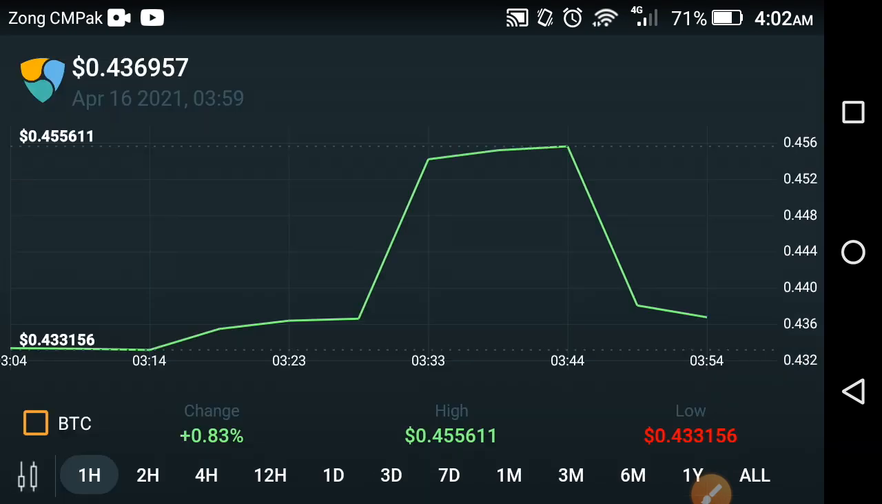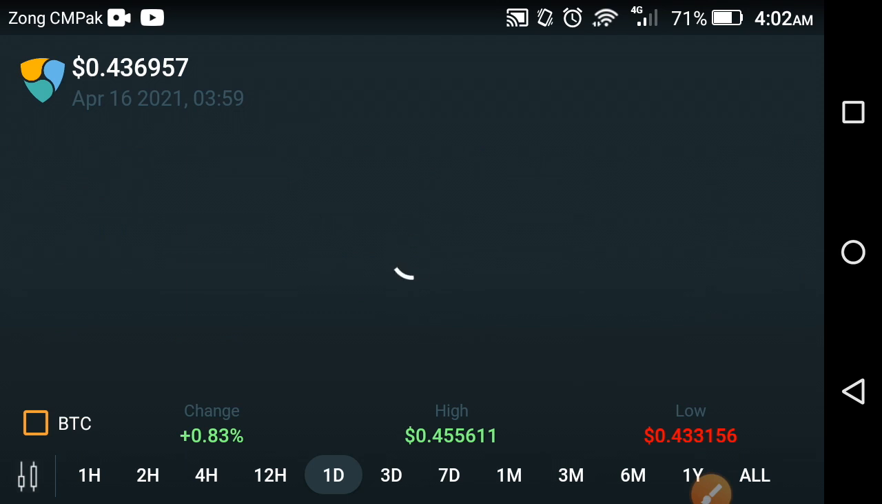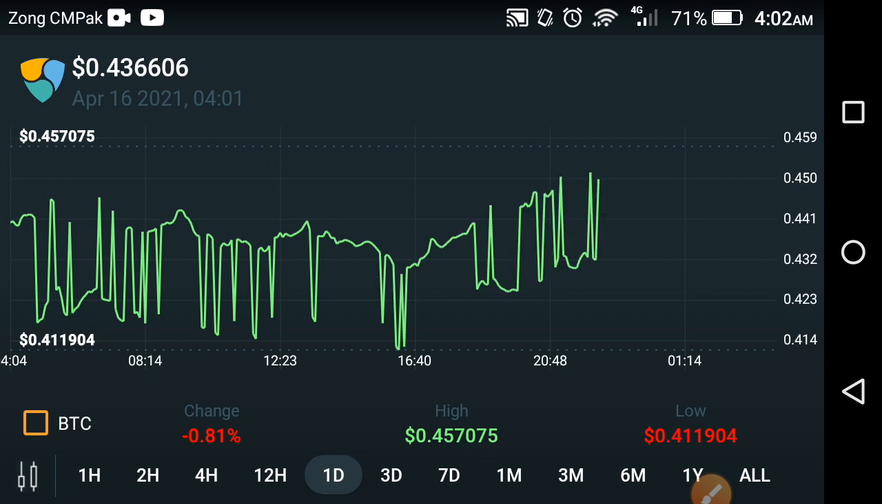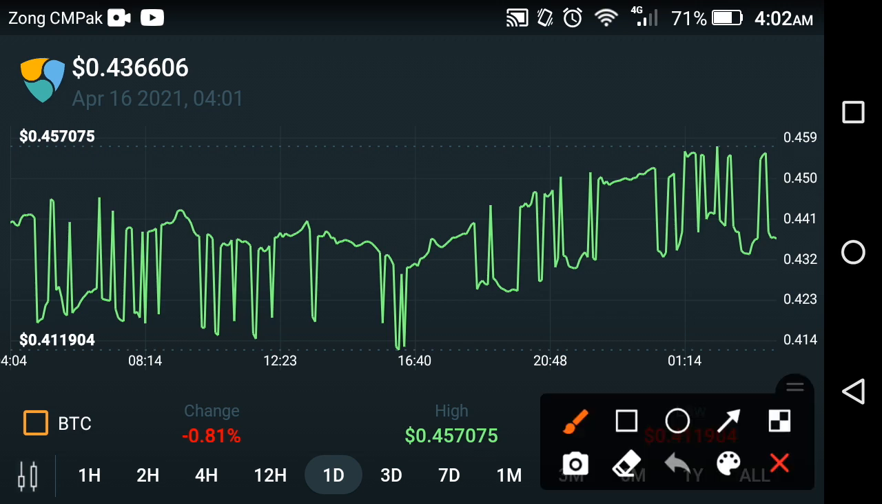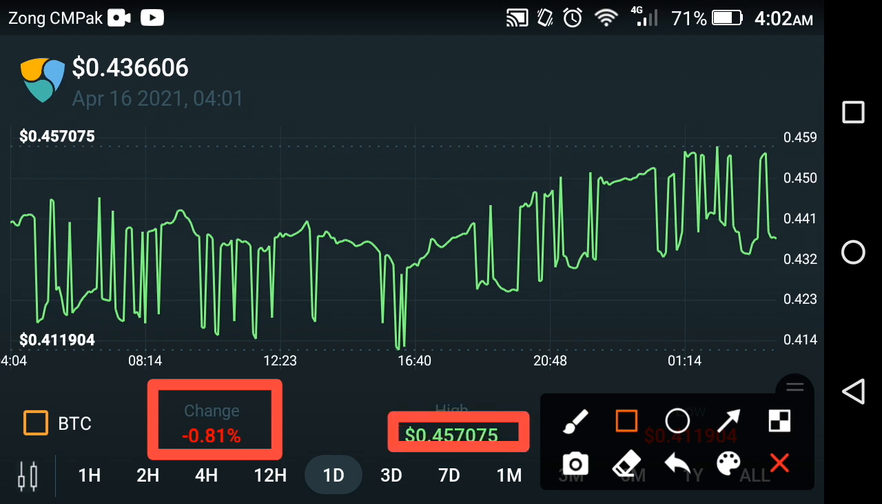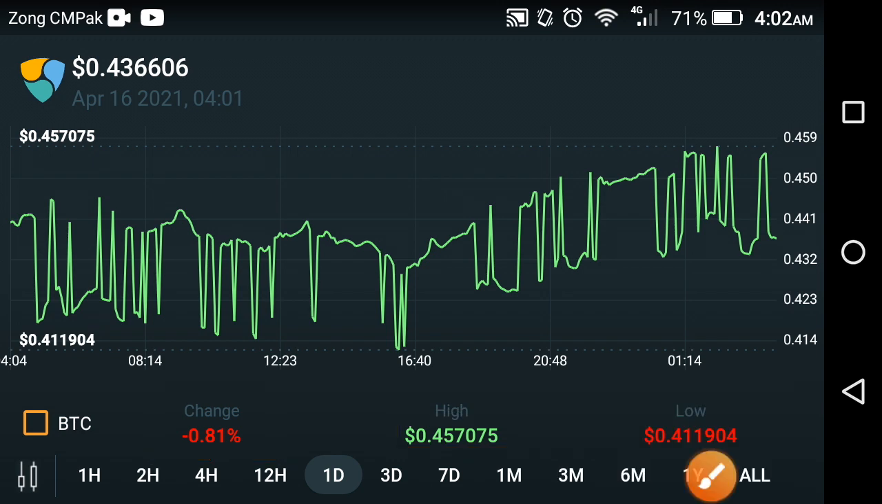Now, as you can see on the screen, that is the last 1 hour price prediction. If we look at XEM coin in the last 1 hour to detect the next target, we have to look at the last 1 day price prediction. That is how we can detect what's going to happen next in XEM coin, friends. So friends, as you can see, the last 1 day price prediction is on the screen. If we look at the change in the XEM token in the last 1 day, the change is about negative 0.81 percent, and the price is 0.457075 USD, which is the high price of XEM coin in the period of the last 1 day, friends.